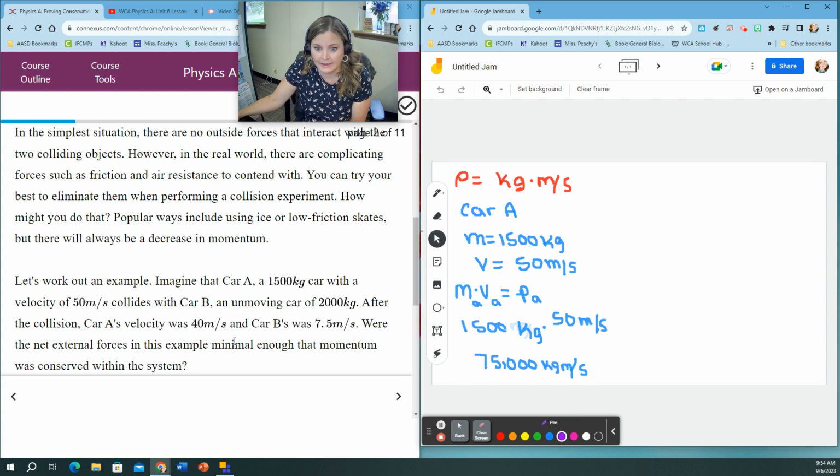Now, car B, it says, is unmoving. What do we know about the momentum of an unmoving car? It's 0, right? So we'll do this one in, let's do green. So car B is 0. So this is the total momentum before the collision. We're going to add these two together. So our total momentum prior to the collision is 75,000 kilogram meters per second. That's before the collision. This is all before the collision.